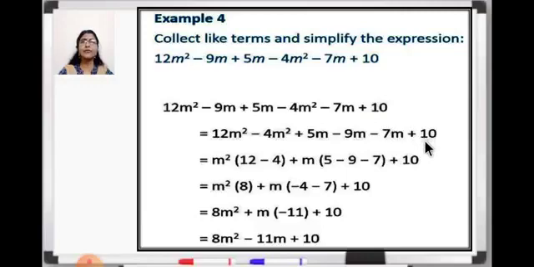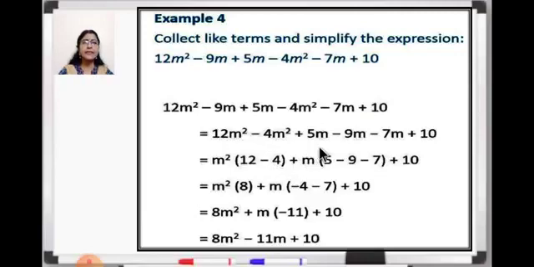So first you have to collect the like terms and rearrange them. And then you will take the common variable outside the bracket. So here you can see m square is common to these two expressions. So we'll take m square outside, and then in the bracket we'll write 12 minus 4.